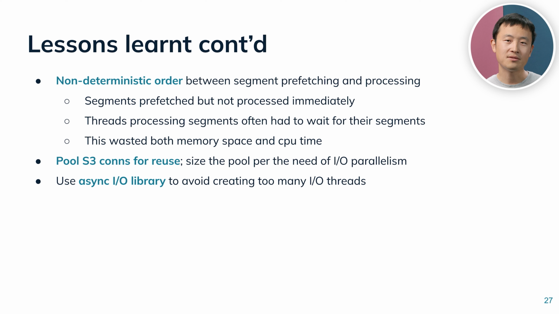And there are a few other quick takeaways we learned from the stress test. It's better to reuse the S3 connection by pooling them, and also to use an async I/O library to avoid creating too many threads to do the data fetch. So far, this is about our phase 1 implementation, our first version.